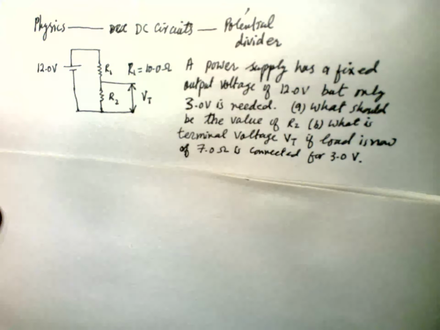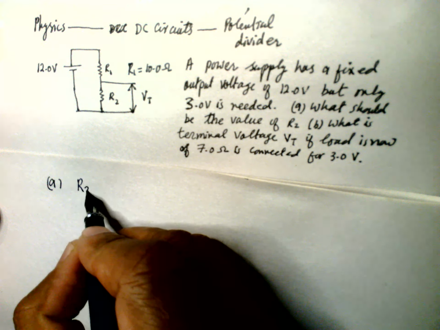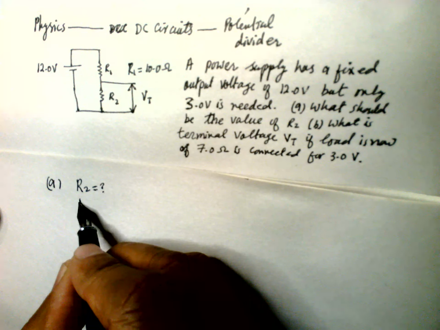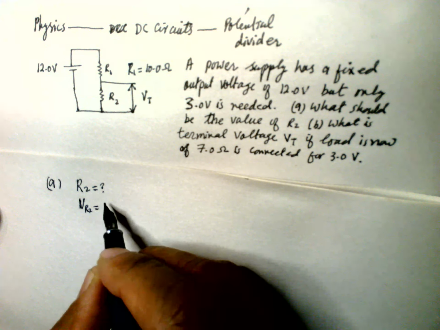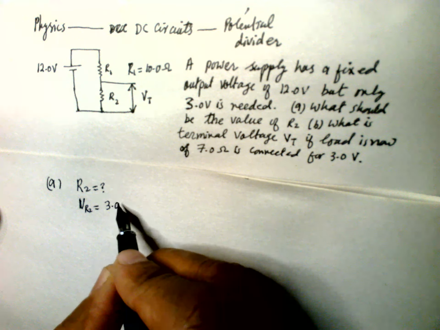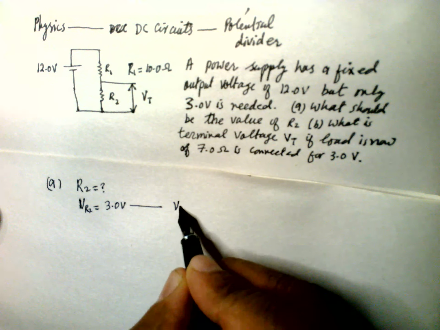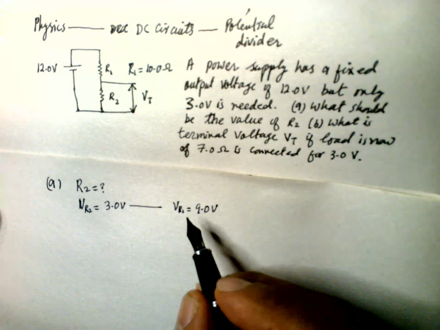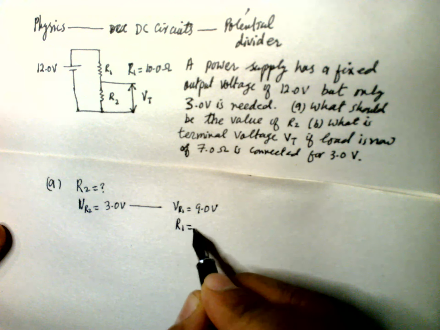So first of all, we have to find R2 when the voltage VR2 is equal to 3 volt. When VR2 is 3 volt, VR1 is equal to 9 volt. And we also know R1 is equal to 10 ohm.